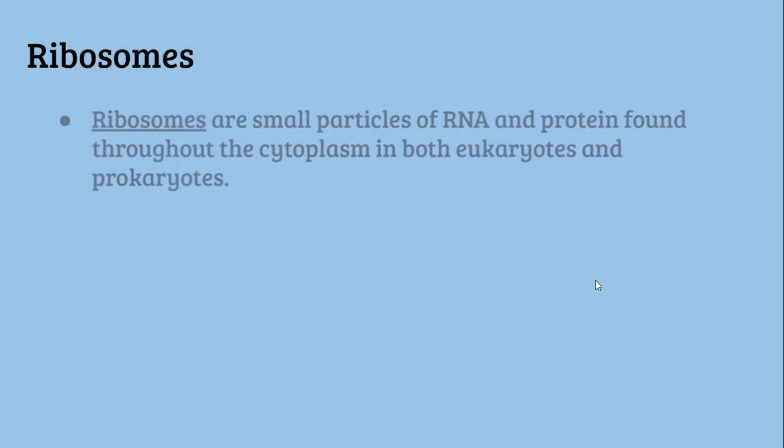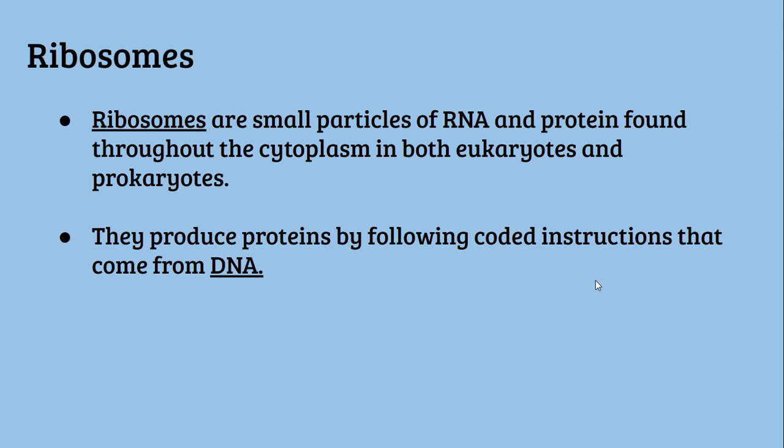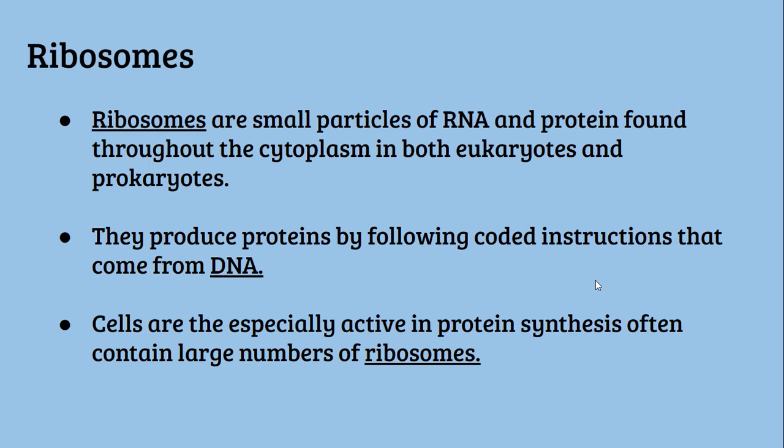So, what comes next? Well, here are our ribosomes. Ribosomes are small particles of RNA, which remember is a type of nucleic acid. They can be found in the cytoplasm, or the jelly-like fluid, in both eukaryotic and prokaryotic cells. Their main job is to produce proteins and follow the code of instructions that come from DNA. Cells that are especially active in protein synthesis, kind of like our muscle cells, tend to have large numbers of ribosomes in order to promote more protein synthesis.